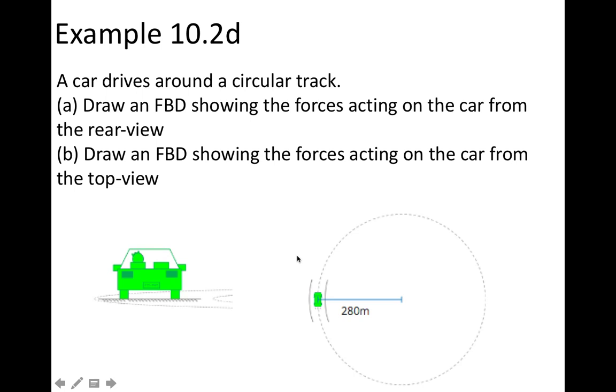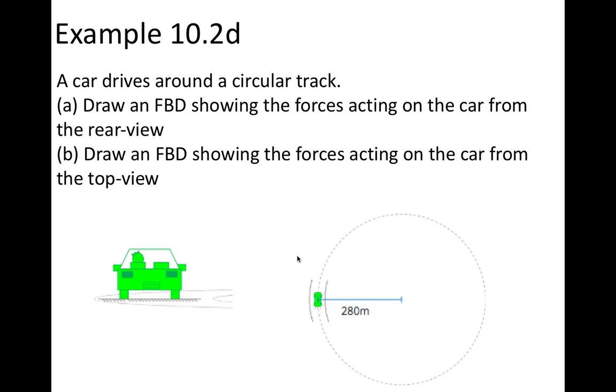Here we're going to have a car that's driving around a circular track, and we need to draw a free body diagram for the forces acting on the car shown in the rear view. So we have two pictures of the same event happening here because it's very hard to draw the forces that are acting either into your screen or out of your screen in that third Z direction. So we're going to draw two sets of forces. It's the same event happening, but it's just shown from two different perspectives.